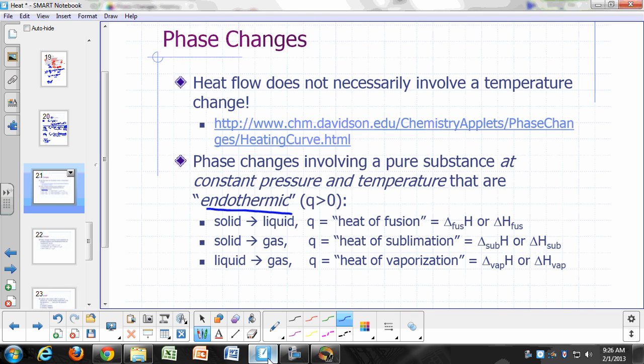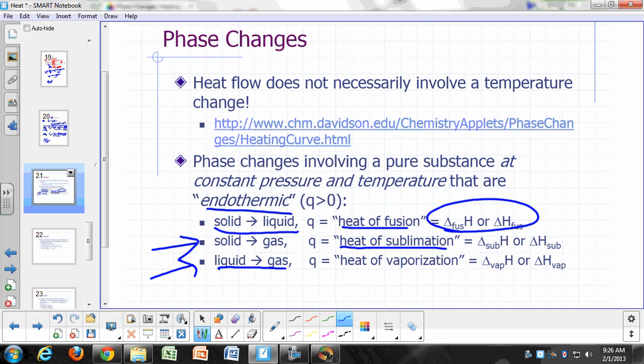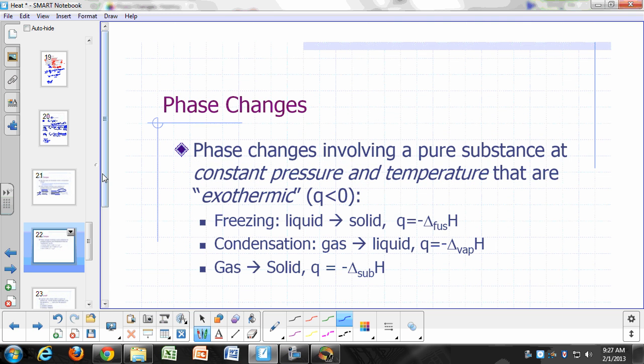Okay, the heat involved when solid turns to a liquid is called heat of fusion, represented by that symbol. Sometimes a solid might change directly to a gas without turning into a liquid, so the heat for that would be called the heat of sublimation. And for a liquid turning to a gas, the heat involved there would be heat of vaporization. Those are all positive values of Q because those processes are endothermic.